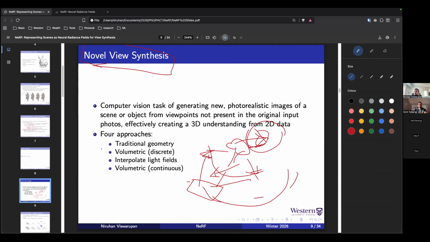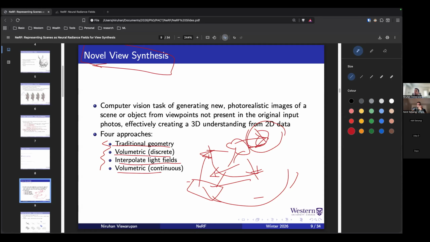Okay, so there are different approaches to solve this. There is traditional geometry, we saw that mesh, and then volumetric discrete. Voxels are a volumetric approach, but discrete. And also there is another approach called interpolation of light fields. I will just briefly show you. These are just other approaches which are not directly related to NeRF, but it helps to know them. I am also not an expert here, so I have a very superficial understanding of these topics.